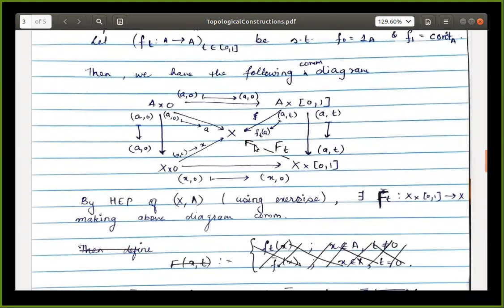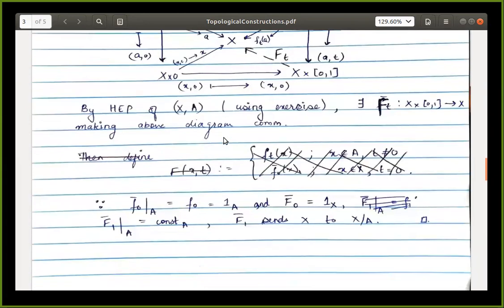Therefore, there exists a map F_t from X cross [0,1] to X, which is going to extend this map and at the same time going to extend this map. So extending this map means what? That on A, at the 0th time, it is extending this, and for the later piece it is extending this.